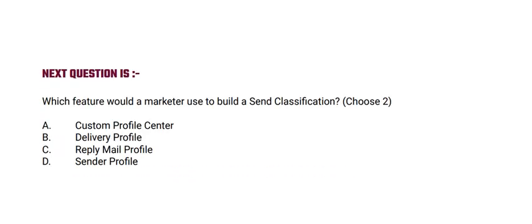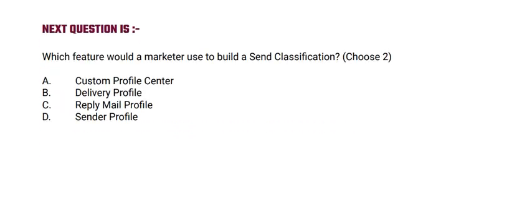Next question is, which feature would a marketer use to build a send classification? Choose two options. And the options are: Option A. Custom profile center. Option B. Delivery profile. Option C. Reply mail profile. And option D. Sender profile.